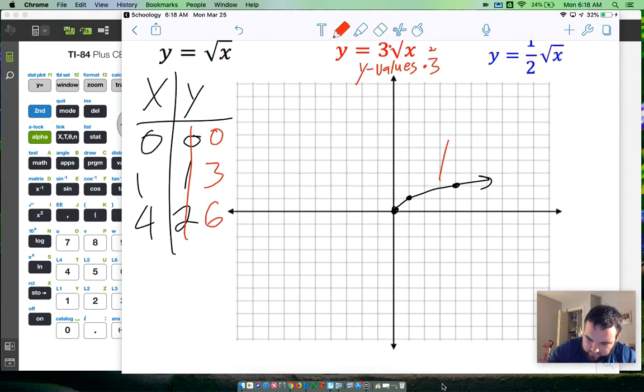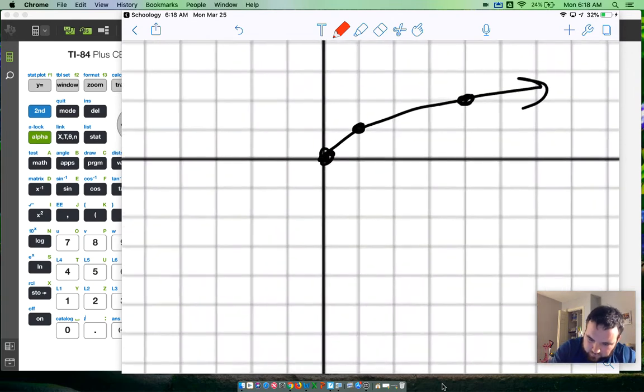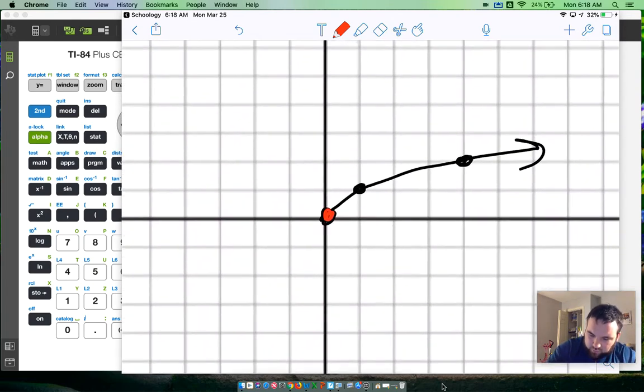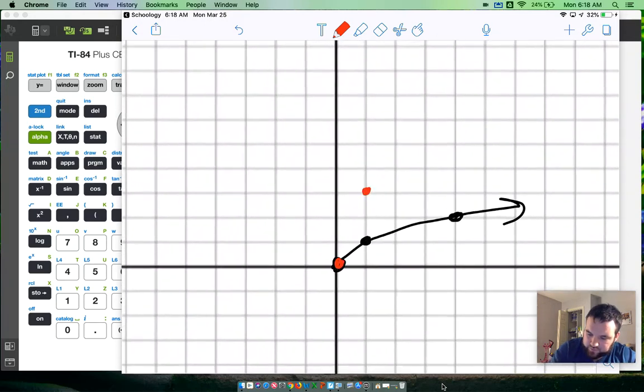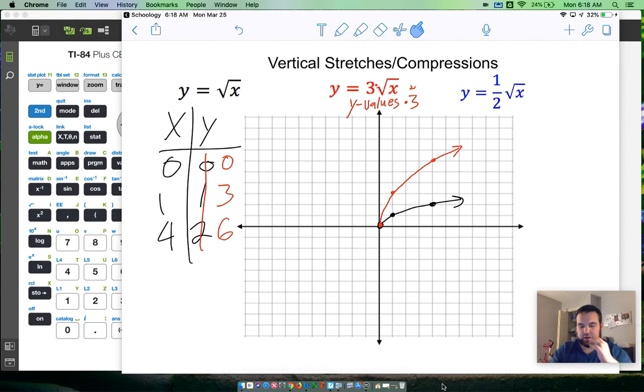All right, still have 0, 0. But now instead of 1, 1, I have 1, 3. And instead of 4, 2, I have 4, 6. Okay. So you'll see that, again, same sort of function, but it's got more of an arc and it grows a little bit quicker to start there.